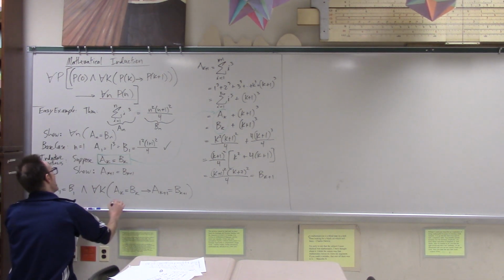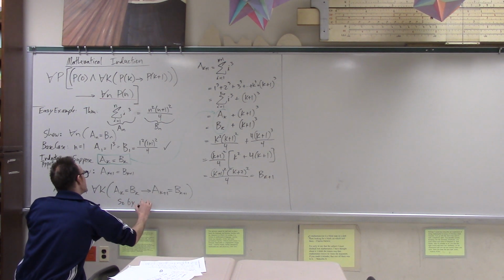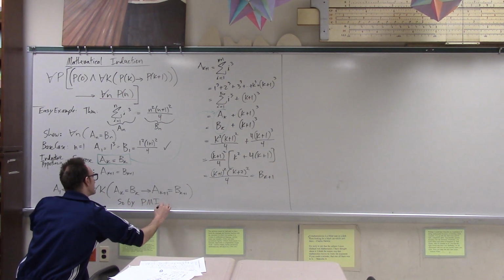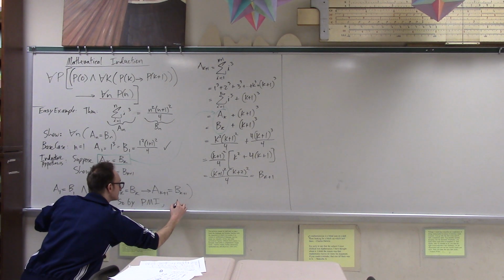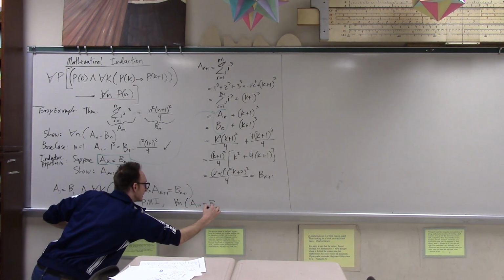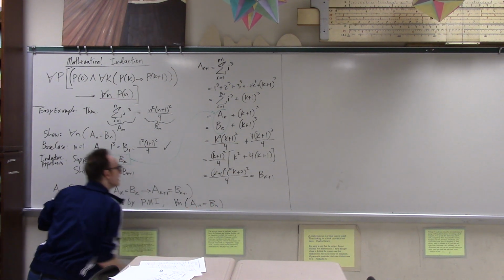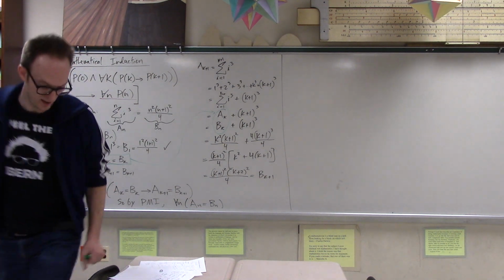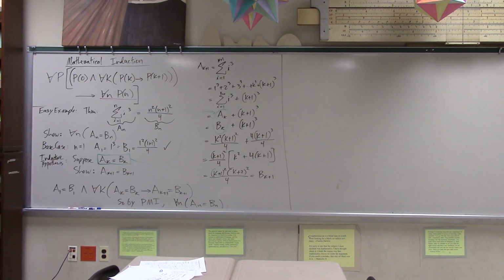And now we say, so by the principle of mathematical induction, in fact, for all n, this formula is true, that a sub n equals b sub n for all n. Okay, let's see if that's visible. Oh yeah, looking good.